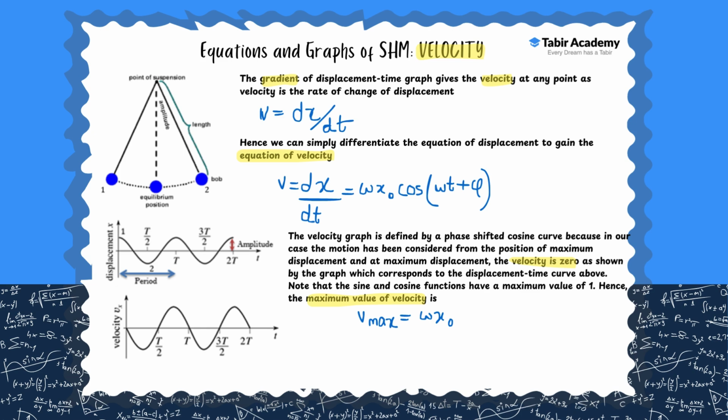And if we write its formula, it will be given as v equals dx divided by dt, where dx is the change in displacement divided by the change in time.